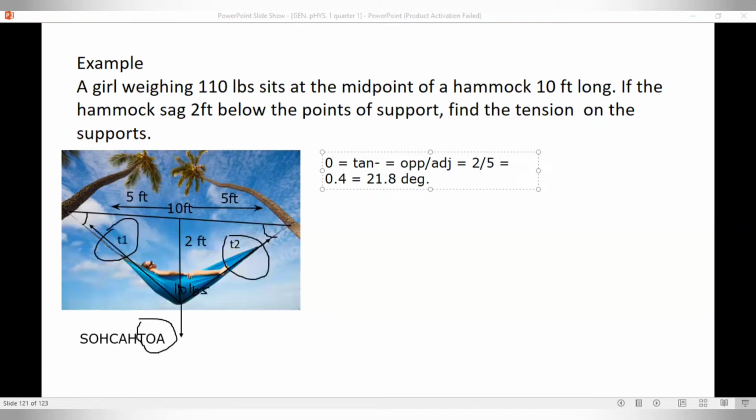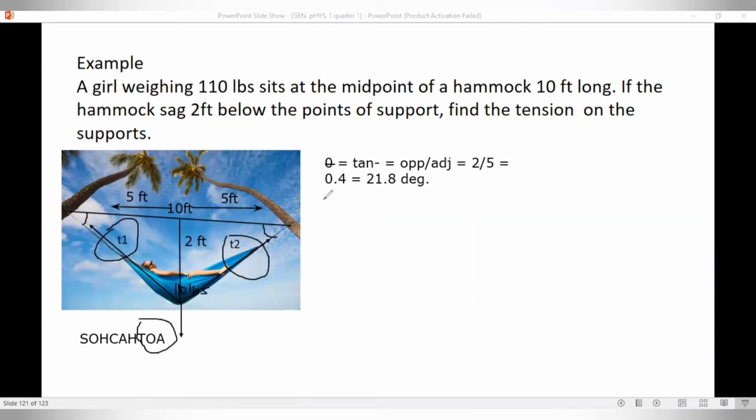So this is your theta, 21.8 degrees. Ngayon, pwede na nating makuha yung tension 1 of this string and tension 2. So, paano po natin kukunin yung tension 1 and tension 2? To get that, we will use the formula.